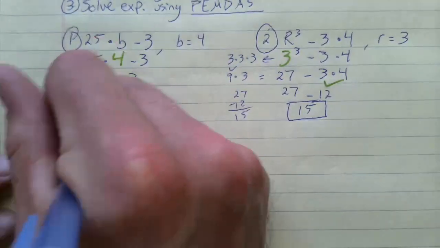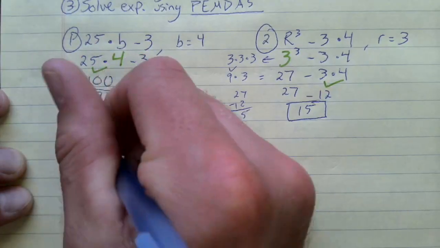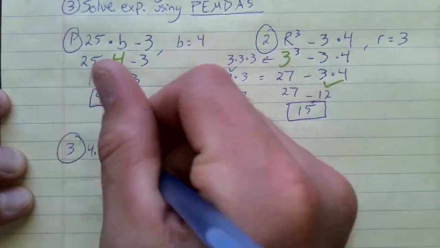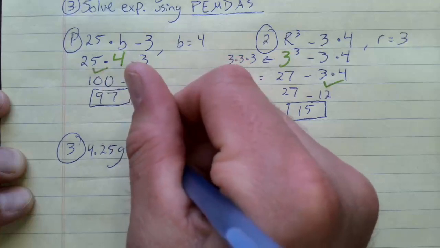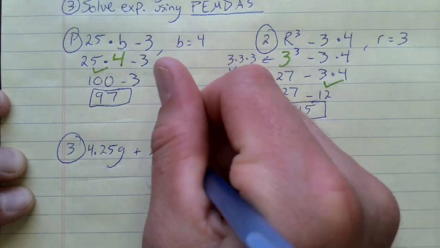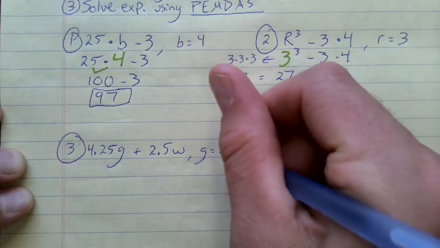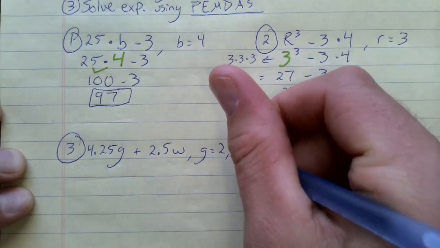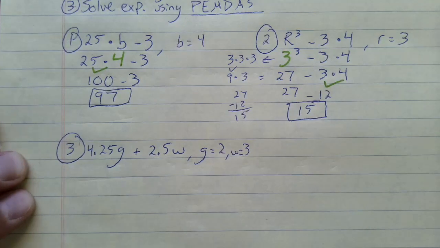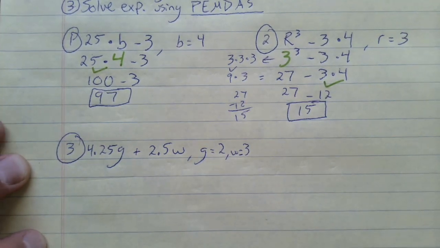Number 3 is 4.25 G plus 2.5 W, where G equals 2 and W equals 3. All right, so step 1 is just to rewrite your expression. You already did that. Step 2 is substitute given information.